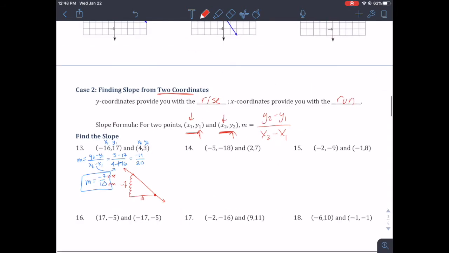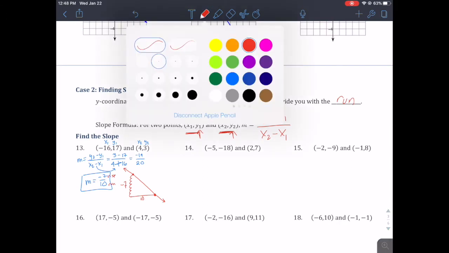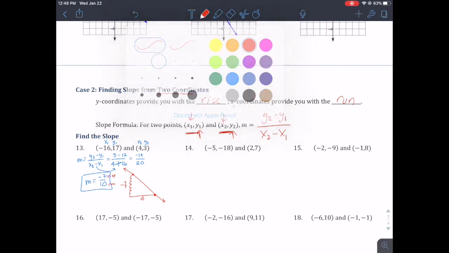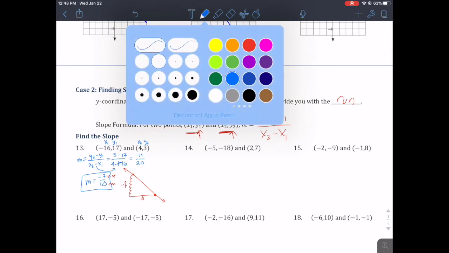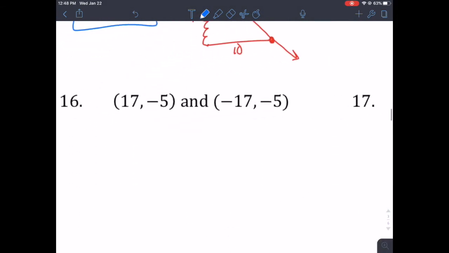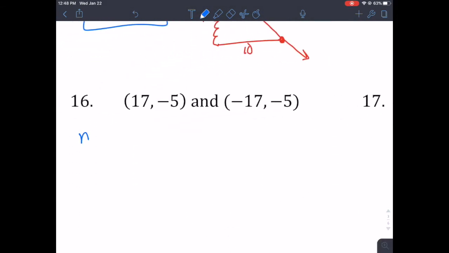Okay, now there's some special cases that might pop up on you, like if we look at number 16. When you start this, you're like, okay, m equals y2 minus y1 over x2 minus x1. All right, now you can pick whichever point you want to be the second point.